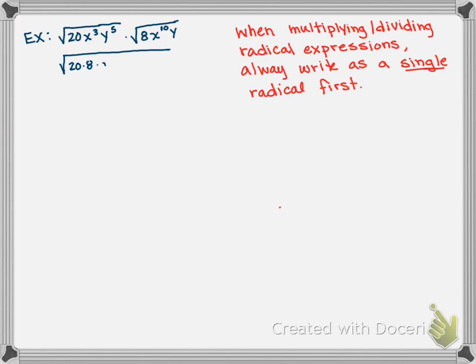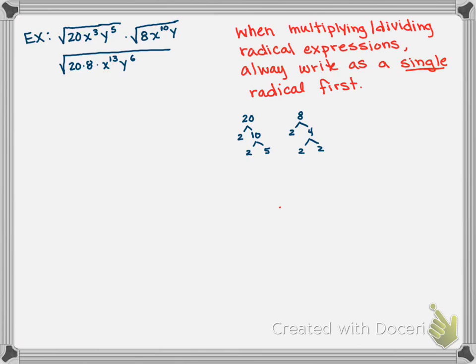So we have x to the 13th and then y to the 6th. And now this problem is exactly like the ones we've been doing, right? We have a single radical. We're going to do prime factorization and write everybody with an even exponent. So when I have a product, I like to do 2 separate factor trees, but then count up all the factors at once. So we'll do 2 times 10, 2 times 5, 2 times 4, 2 times 2.